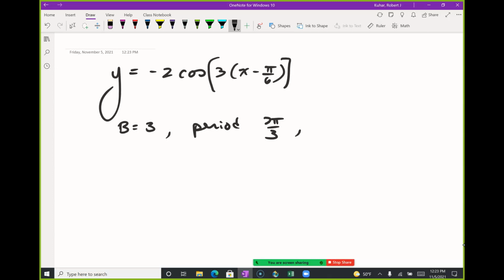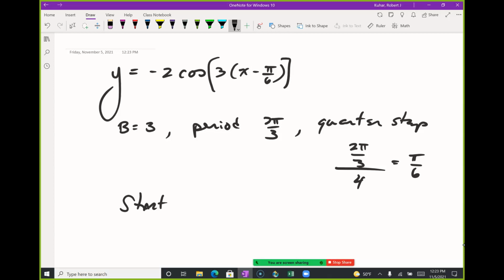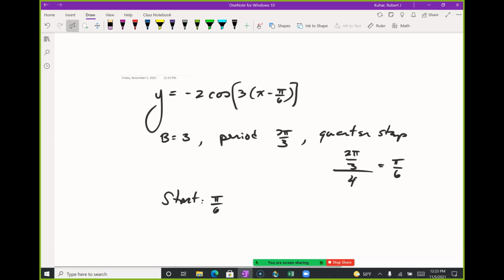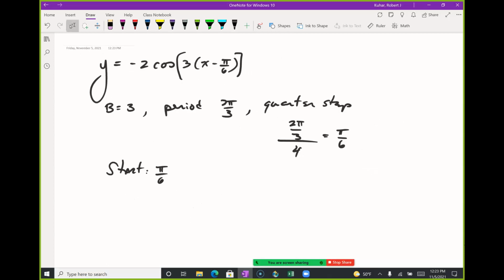So the quarter step, I can almost spell. The quarter step is pi over 6, right? I got 2 pi over 3 divided by 4, which was pi over 6. And my start is at pi over 6. So what I want to do now is I know I'm starting at pi over 6. I'm shifting my whole rectangle to the right. And now I want to think about how do I get the quarter steps.